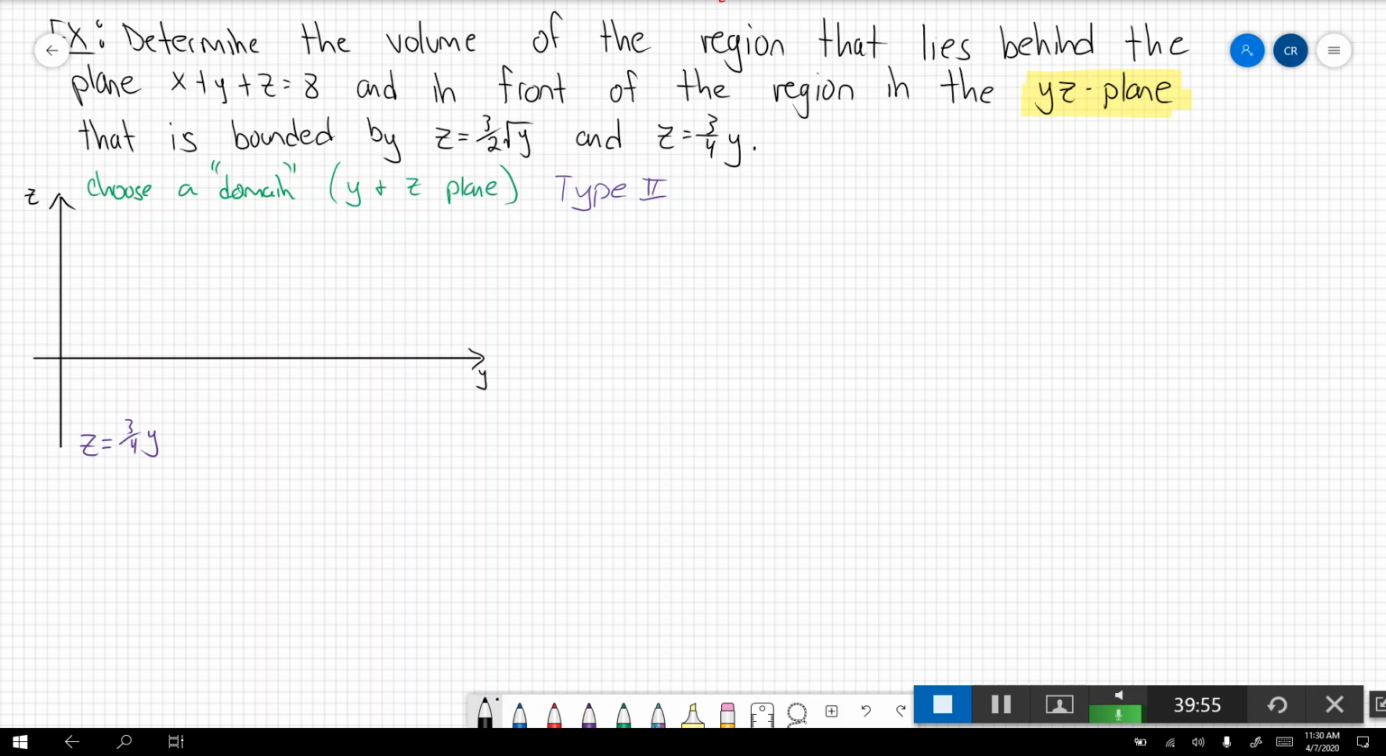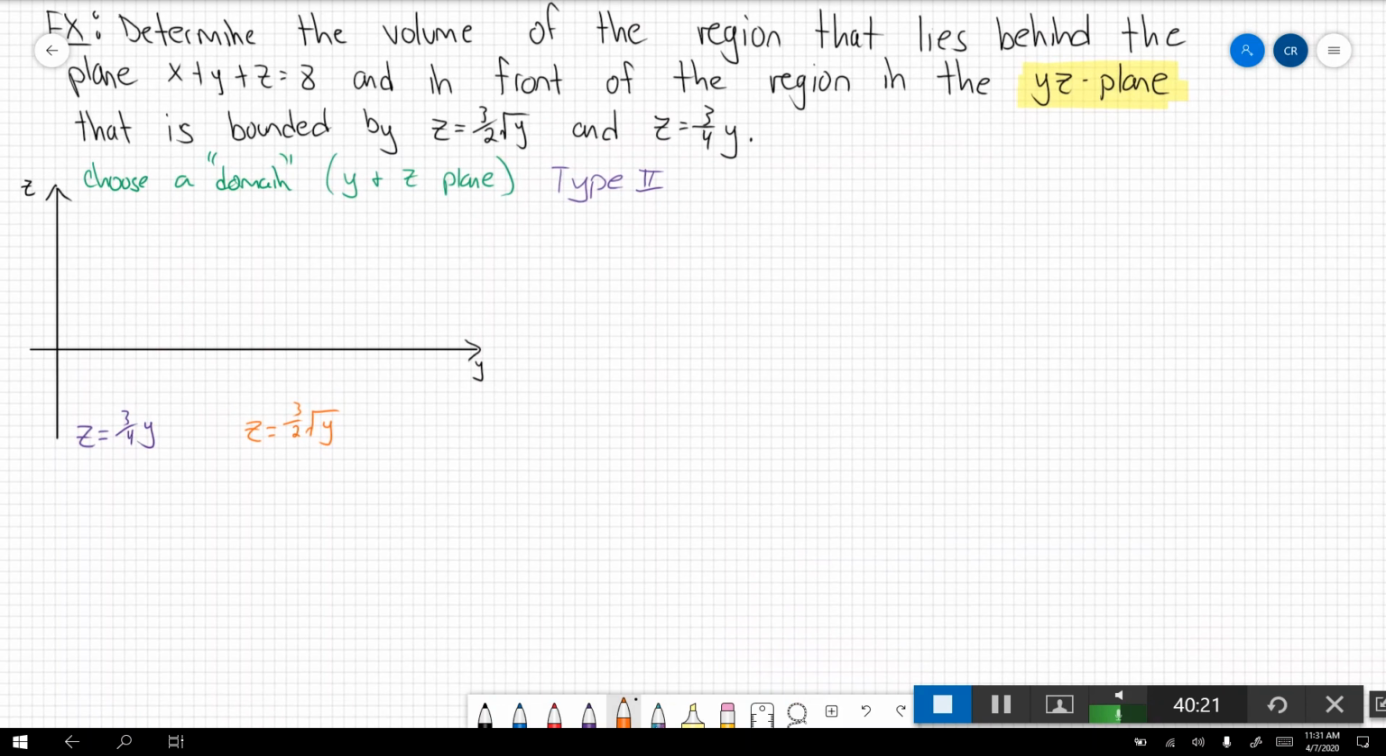So if z is equal to 3/4 y, this means that we have an intercept here at 0, 0. Slope is 3/4, so I go up 3 and then over to the right 4. All right, I'm going to keep that in mind. The next item that I also want is z is equal to 3/2 square root of y.